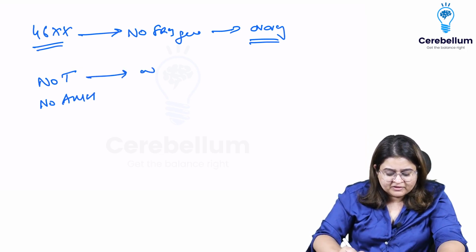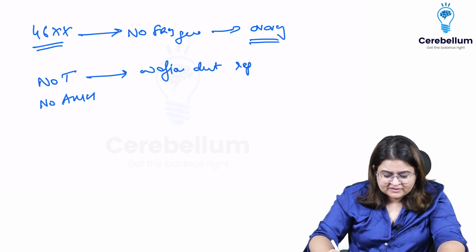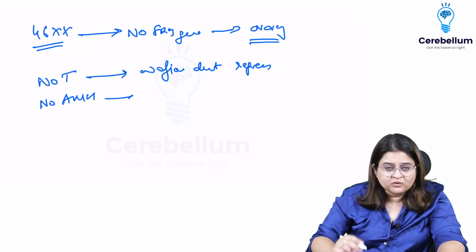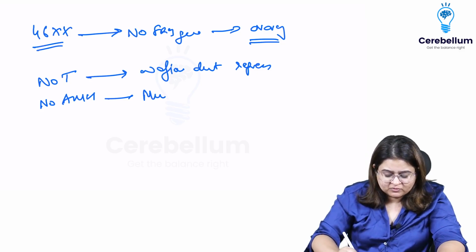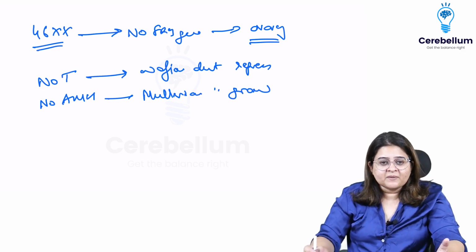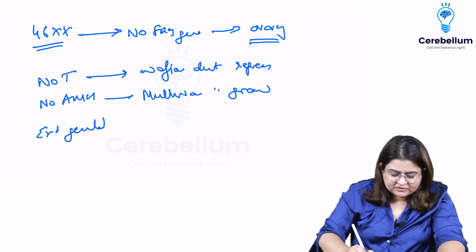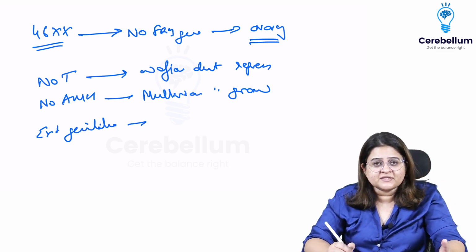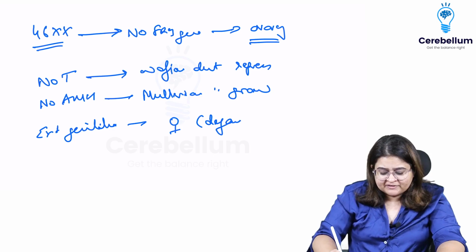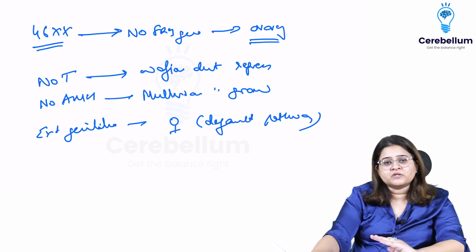No testosterone, so the Wolffian duct won't develop. The Wolffian duct is going to regress. There is no AMH, so there's nothing opposing the Mullerian duct. So the Mullerian duct is going to grow. And what else is happening? You have the external genitalia. Again, there is no testosterone. So what's going to happen to the external genitalia? It's going to take the default pathway, which is the female. Female is the default pathway. So everything is now going to go towards being a female.